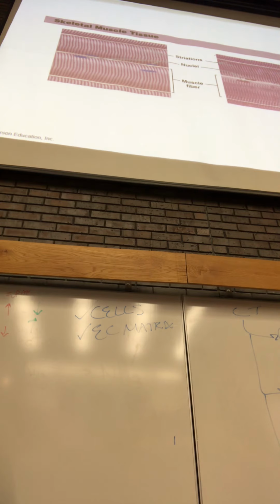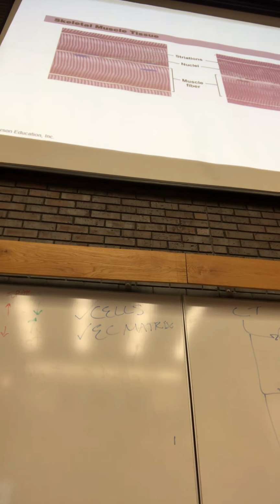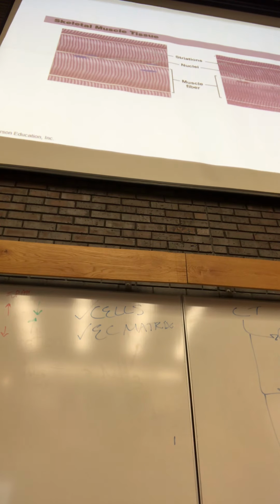This is one unique cell in the body that actually has more than one nucleus per cell. They're multiple nuclei or multinucleated, and their stripes are perfectly even and symmetric. And those stripes, each stripe is as dark as the one next to it, and they're evenly spaced and like perfect.